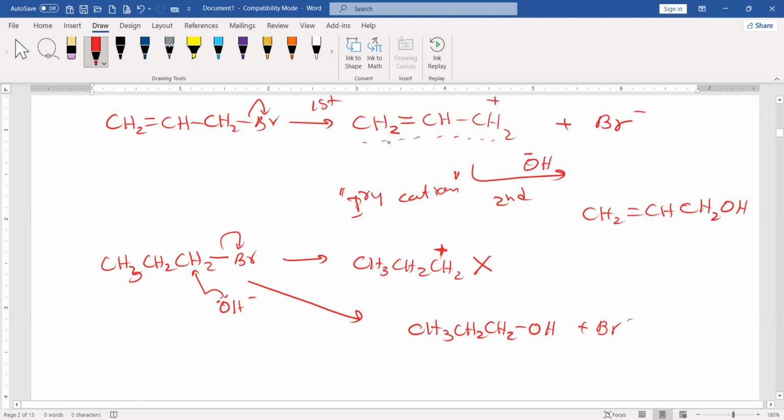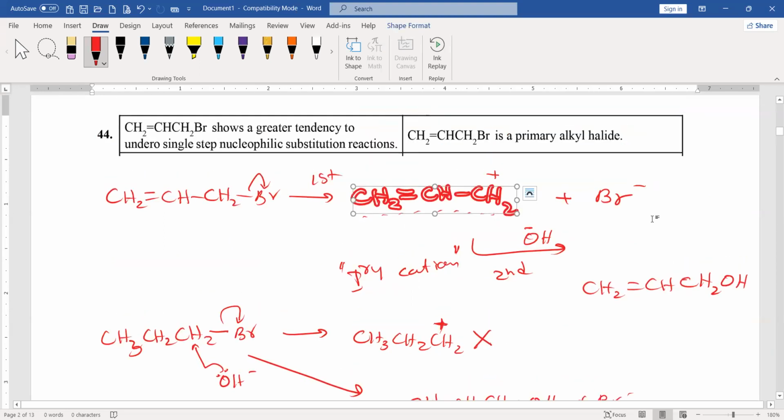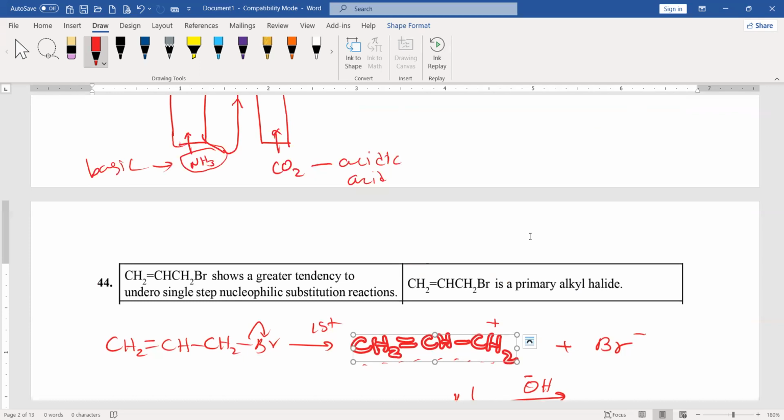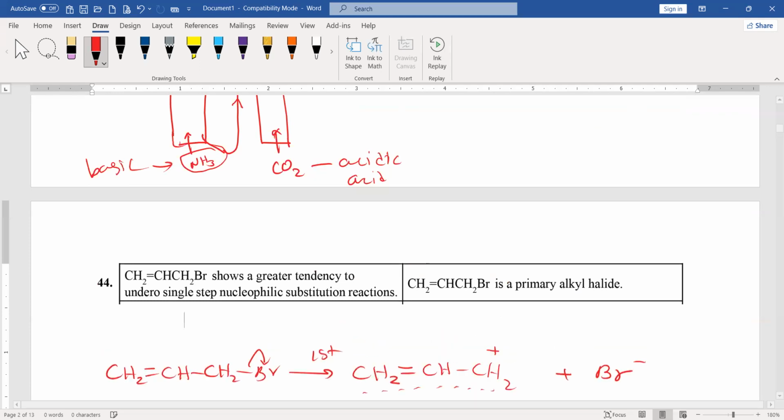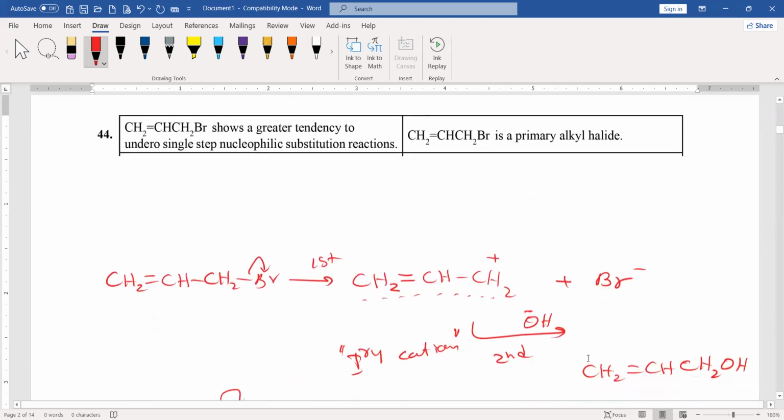Why is this two-step and this single step? In this case, the carbocation is stable. Why and how is it stable?